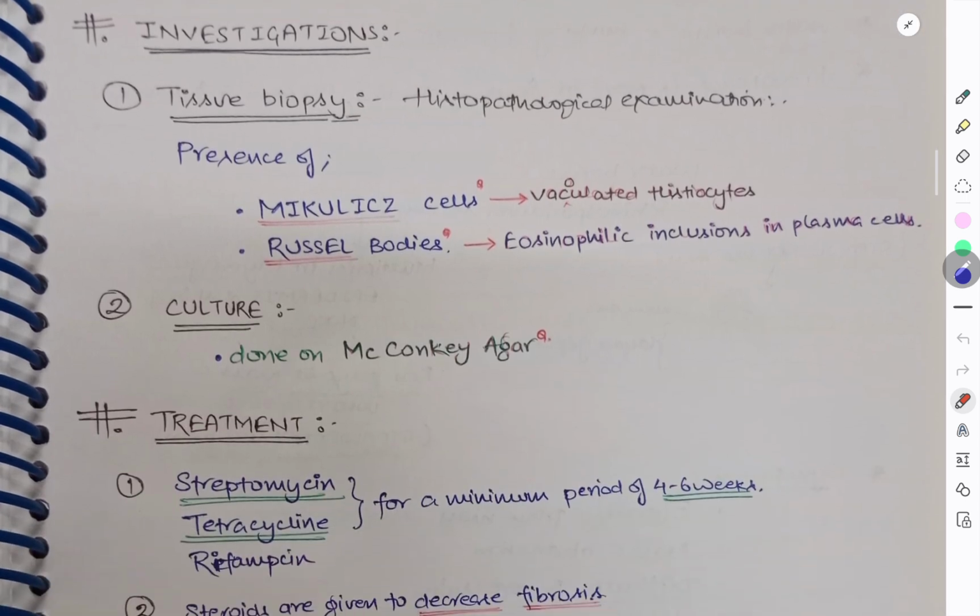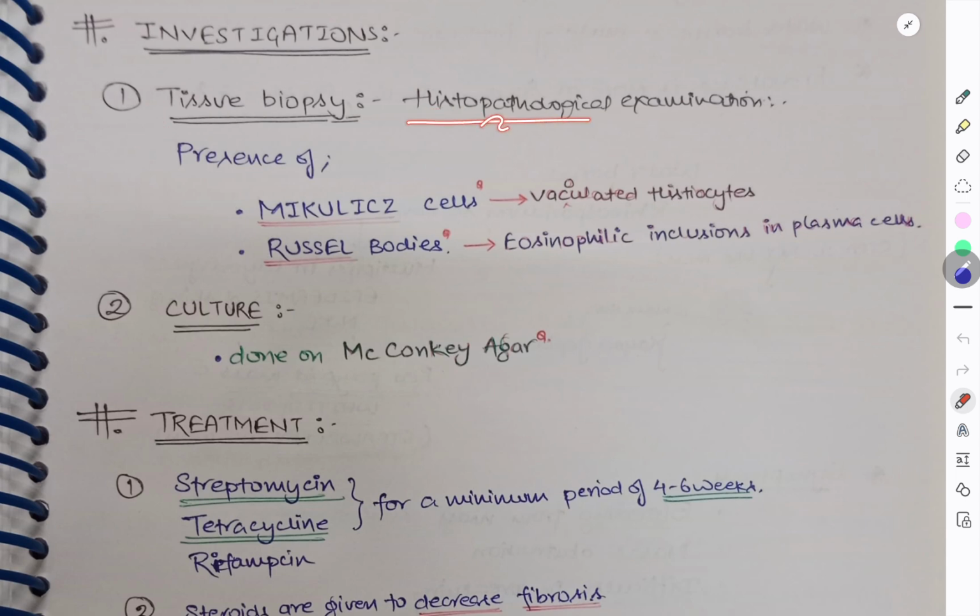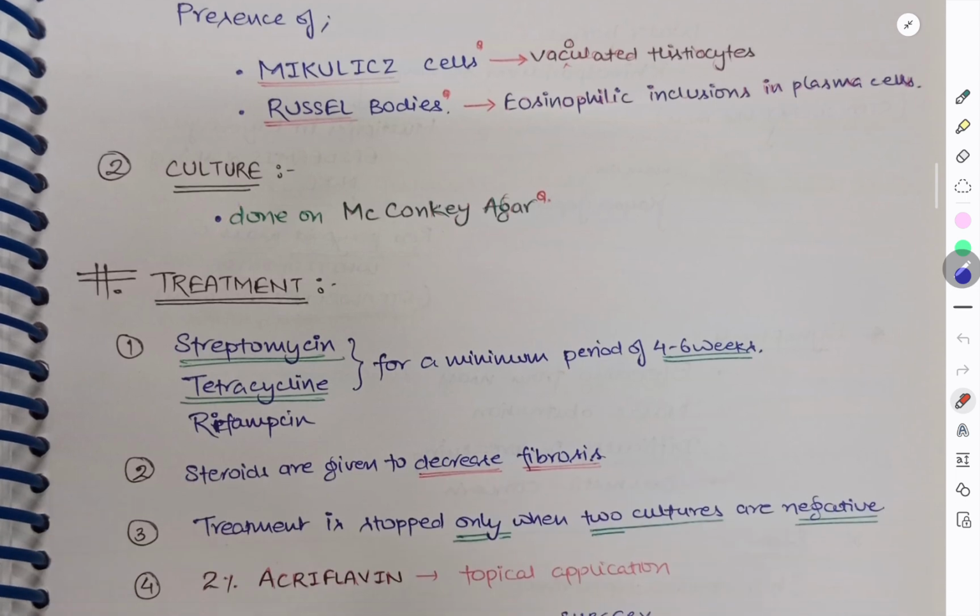Now what are the investigations we need to do? The first thing is tissue biopsy. In histopathological examination we will find Mikulicz cells, that are vacuolated histiocytes. Then we have Russell bodies, which are eosinophilic inclusions in plasma cells. Then we can go for culture, and the culture is done on MacConkey agar.